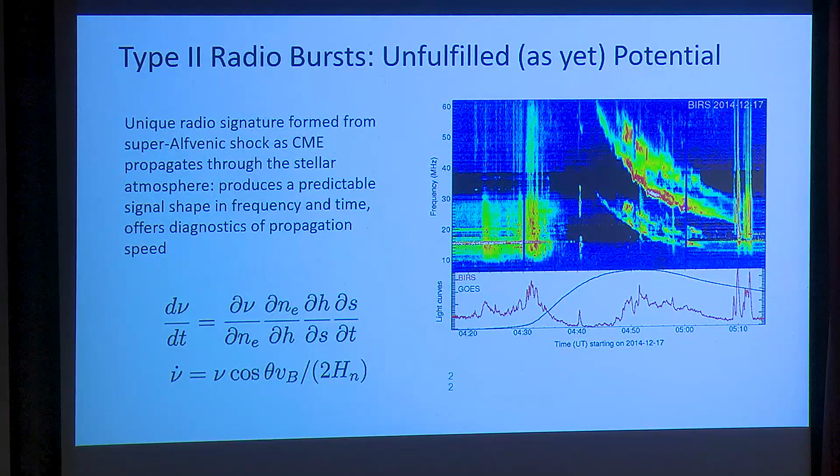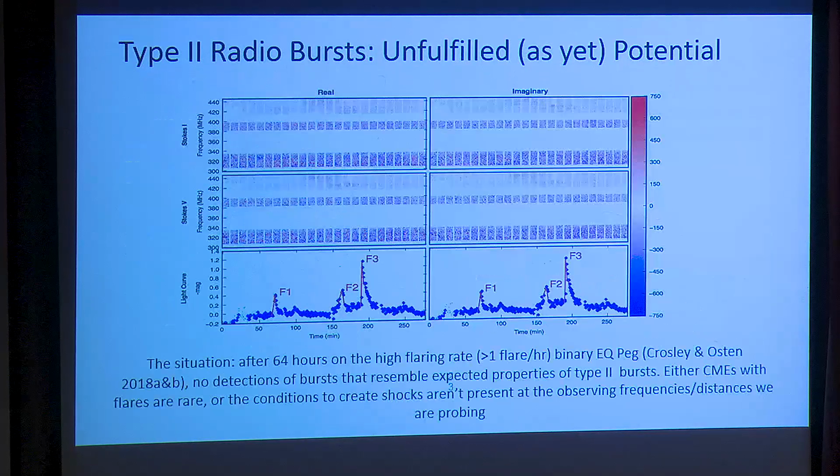It's got a predictable signal. We can predict that based on what we understand about stellar magnetic fields. It gives you constraints on the exciter speed and the scale height of the star. So there's a lot of potential, but it's currently unfulfilled.